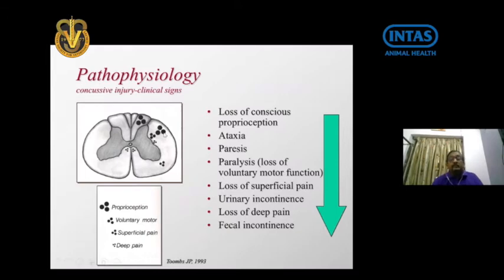The first sign of any traumatic injury is loss of proprioception, because the control for proprioception lies in the periphery. The worst case scenario is a loss of deep pain, because deep pain fibers are located right in the center of the spinal cord. So you need a complete transection of the spinal cord to lose deep pain. That's why we grade them.